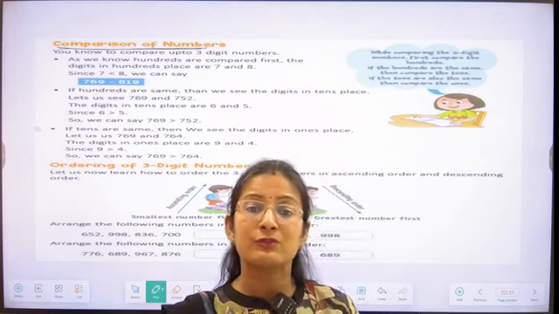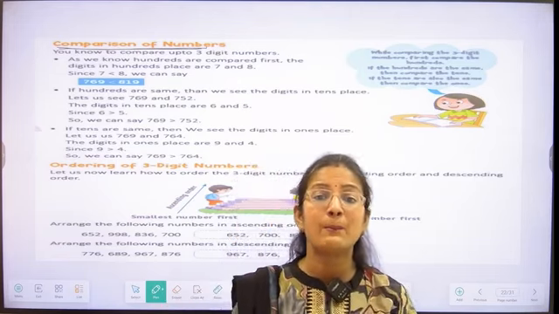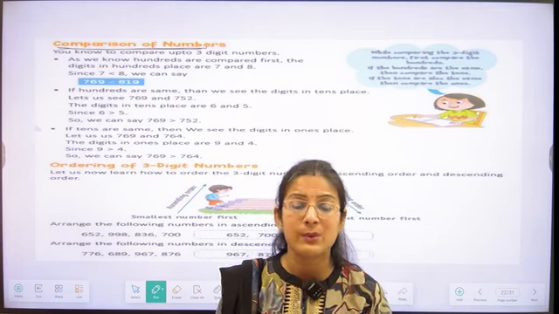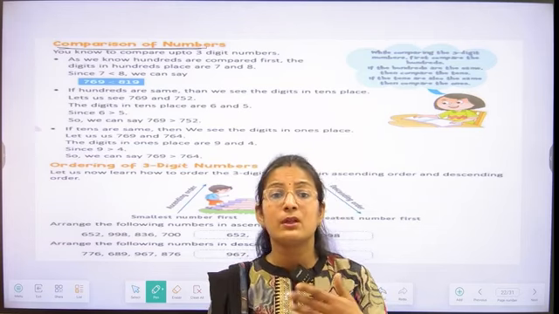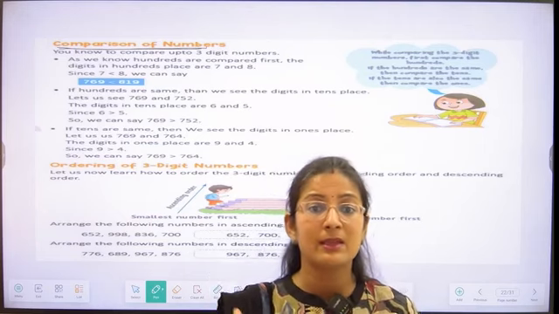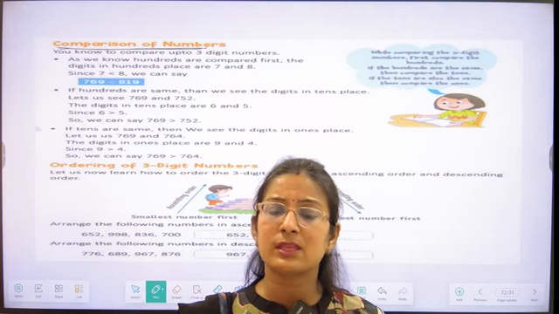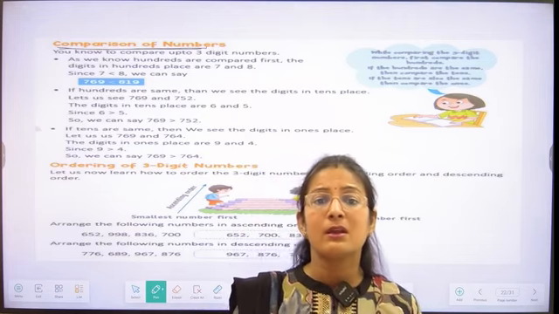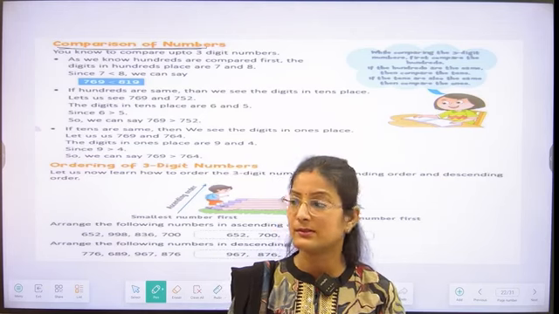Similarly, if the tens place value is the same, then we compare the ones place value. The number which has the greater ones place value will be bigger, students. And if the ones place value is also the same, then we can say that both numbers are equal, students.